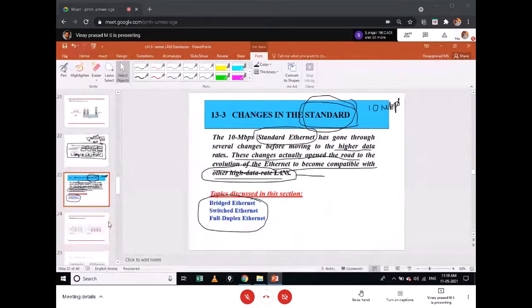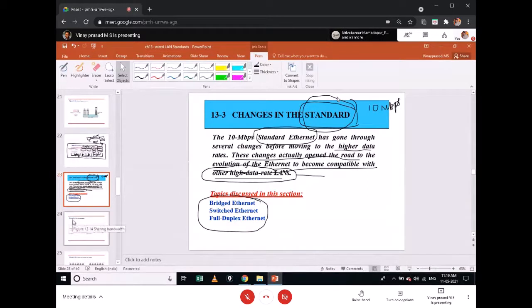Okay. So then we will see some of the bridge network, switch network, and something called full duplex Ethernet. So actually, we made these slight changes, what we call using a bridging network, an Ethernet switching network, and the full duplex network. Okay.